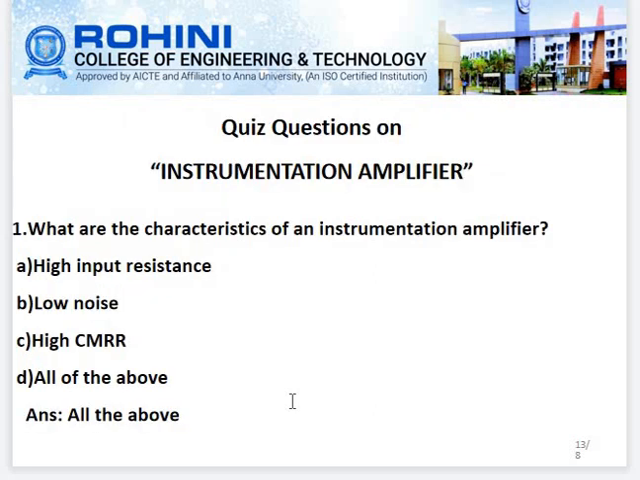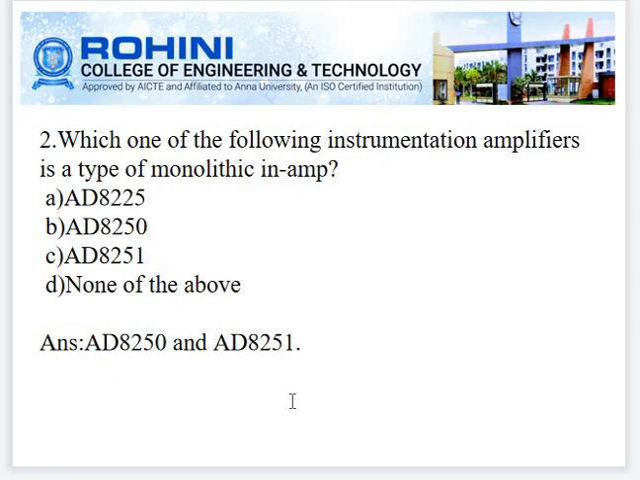So some quiz questions: what are the characteristics of an instrumentation amplifier? High input resistance, low noise, high CMRR, all the above. Answer is all the above. Which one of the following instrumentation amplifiers is a type of monolithic amplifier? AD8250 and AD8251 are the monolithic instrumentation amplifiers.